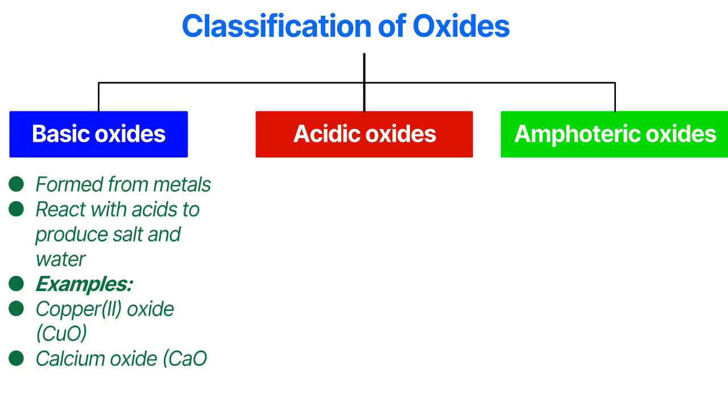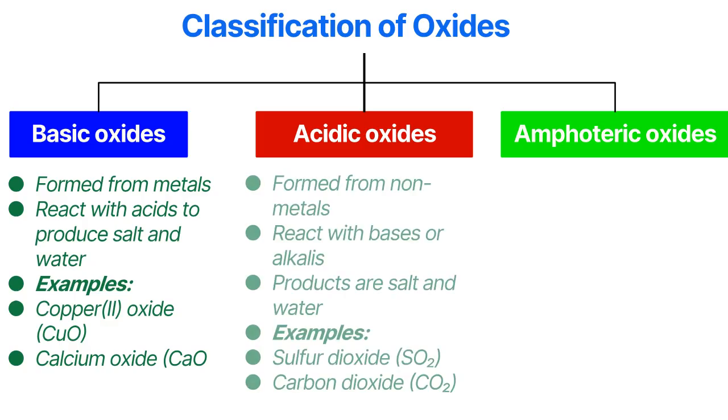Next is the acidic oxides. Acidic oxides are formed when nonmetals react with oxygen. These oxides react with bases or alkalis to produce salt and water. Examples include sulfur dioxide and carbon dioxide, which are common nonmetal oxides. Therefore, if an oxide reacts with alkalis but not acids, it is classified as an acidic oxide.